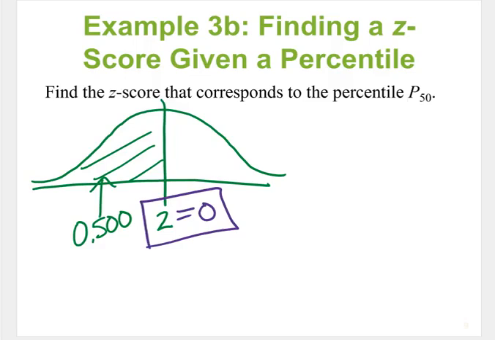Right? You are the mean. If 50% of the people are below you, you are the mean. You are the average. So again, no chart required on that one, which is rather nice. But even if you did use the chart, you would still get a value of 0. So that's the good news.